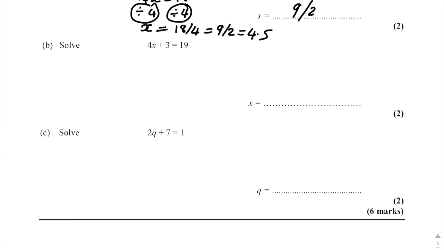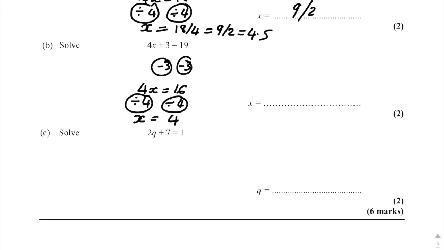So for B, minus 3 from both sides, and then you're left with 4x equals 16. So divide by 4 on both sides, and you get x equals 4.